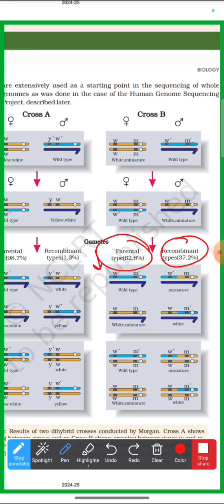Here we can note that there are fewer parental types as compared to cross A. Obviously we know the reason: the distance between the genes. We can again see that the first X and Y chromosomes are the males, and the parental types are W plus and M plus, which means they resemble the parents. And in the second we have the females. Also we need to note that the strength of linkage between Y and W is higher than between W and M.